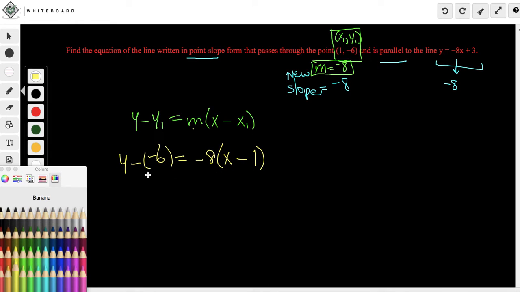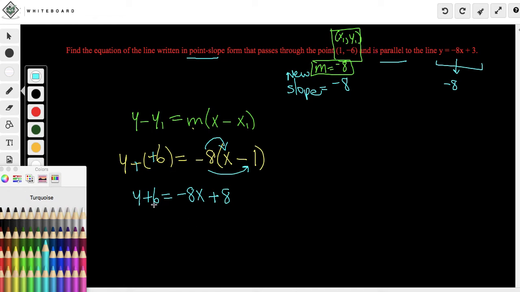So what we're going to do first, when I bring this down, I'm just going to change this to y plus positive 6. So I'm just going to bring that down, y plus 6 equals. And then right here, of course, we need to distribute the negative 8 to the x and then to the negative 1. So negative 8 times x is negative 8x. Then negative 8 times negative 1 equals, two negatives make a positive, 8 times 1 is 8, so it's going to be plus 8.